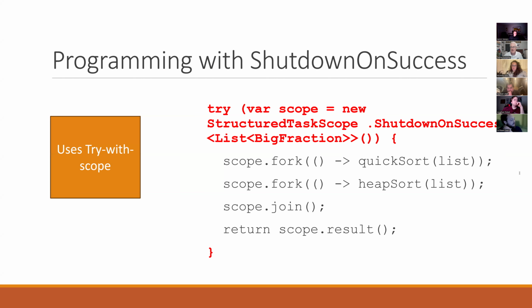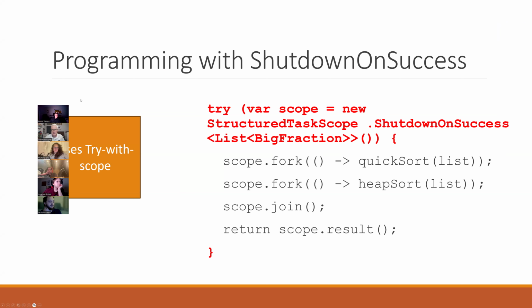So in this case, you can see that I'm using a try with scope, but on the shutdown here, oops, I clicked too soon. On the shutdown here, I've got shutdown on success, and I'm expecting it to have a list of big fractions coming back out. Because I'm only going to get one result back out, and it's going to be a list of big fractions, whereas in the other one, I could get multiple results coming back out. And so that's why I grabbed the futures from the individual forks. With this, the results are coming back into the result itself of the scope. You see the difference? And I'm specifying what that is right there.